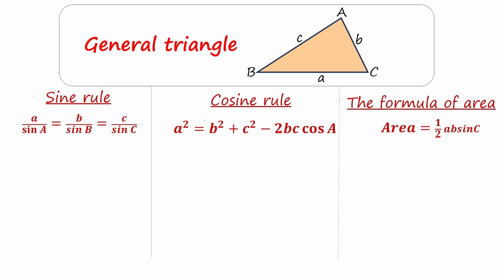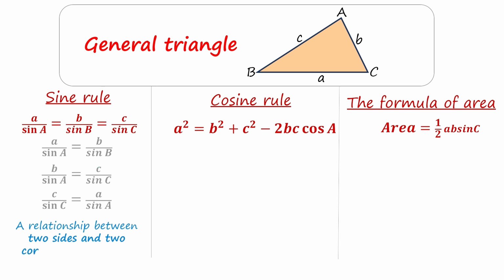Now let's look at general triangles. This is our sine rule. We can rewrite it this way. From these 3 equations, we can tell each one of them is describing a relationship between 2 sides and 2 corresponding angles. It's important to be aware the angles and the sides must correspond to each other. That means whenever you can form a relationship between 2 angles and 2 sides, then you can consider using sine rule to solve the problem.